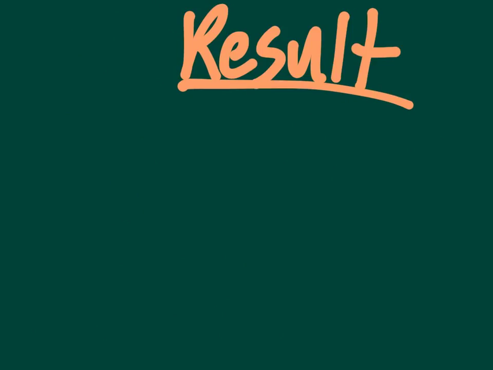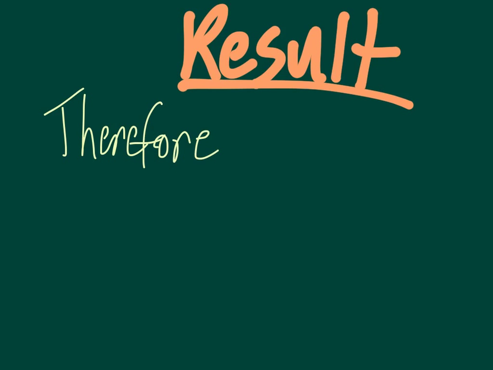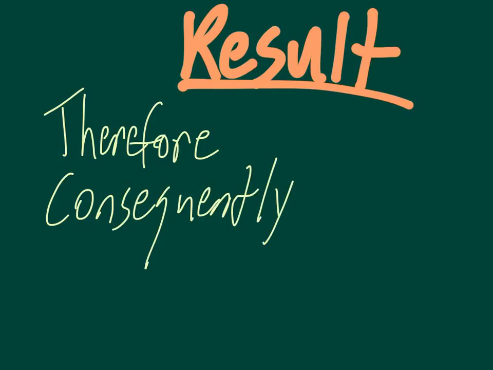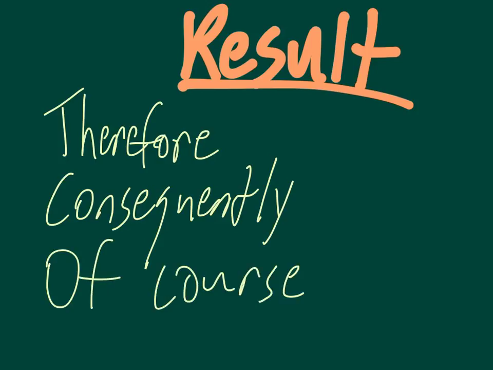Okay, great. So for result, one that you may have used before could be therefore. Another one could be consequently. And after that, we could have something like this: of course, you know, we have to consider that there are other factors. So those are just some examples. These are not an exhaustive list by any means, but let's look at some more examples of some others.